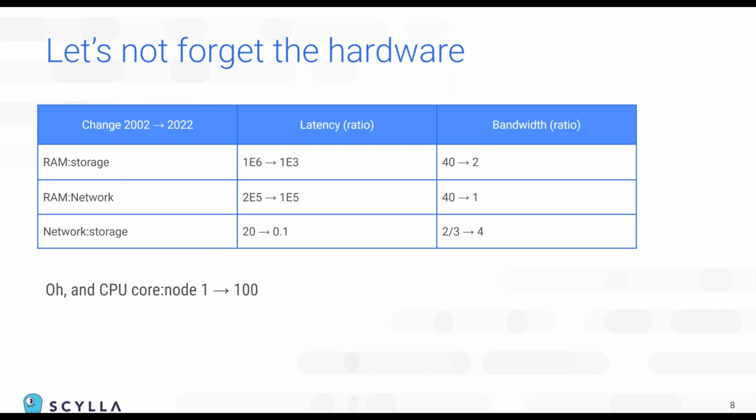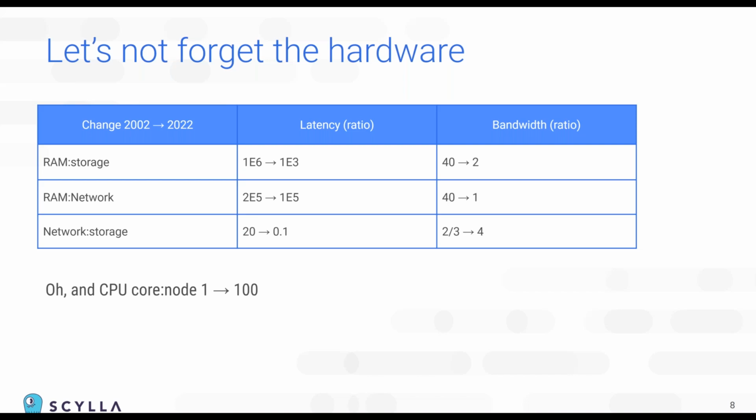So it made more sense to fetch something over the network from a remote server that probably had this piece of data in RAM than to store it locally and get it from disk, because the disk was 10 milliseconds and talking to a remote server over the network was half a millisecond. But nowadays, in 2022, all this is different.